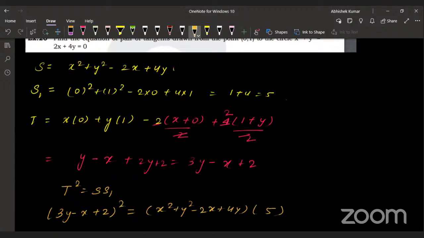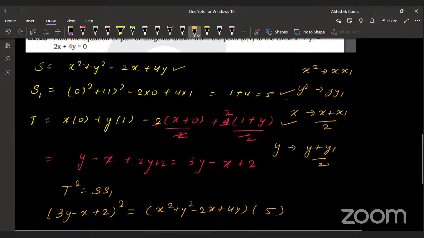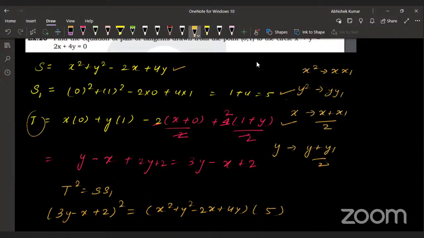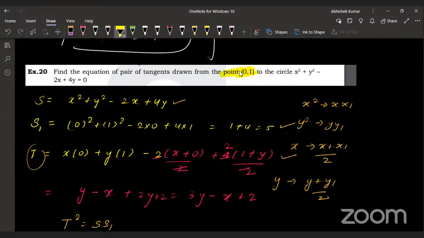You already know S is a standard equation. S1 is the value you get after putting the point. T is something you get when you do these replacements. Guys, it's important to keep these things in mind. I have told you the trick, you have to remember it. If you don't remember it, you will face trouble for sure. All right. So you will have y plus y1 over 2. You have to do only these 4 replacements to get T. What is x1, y1? Again and again, I have been repeating this point. It's basically the point from where the tangents are drawn. Right? That's x1, y1, nothing else. Okay?